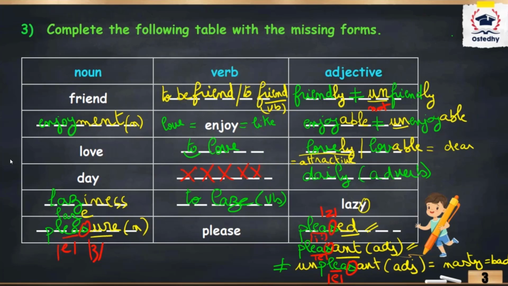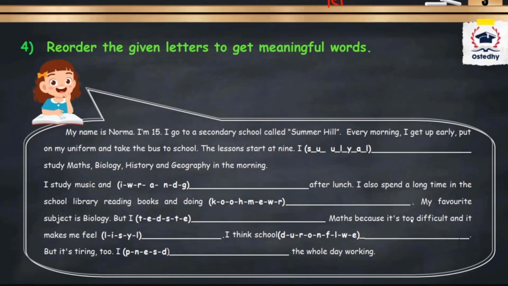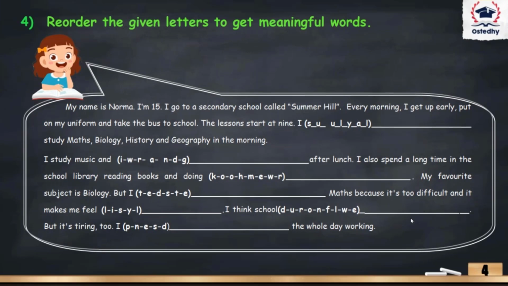If nobody else has a question, I will move to the next exercise and the next paper. So we'll move to number 4 now. And this is a spelling exercise, okay? So this one, we will simply reorder the letters to get meaningful words. So that is definitely a spelling exercise. That means you need to know how to write the words correctly.